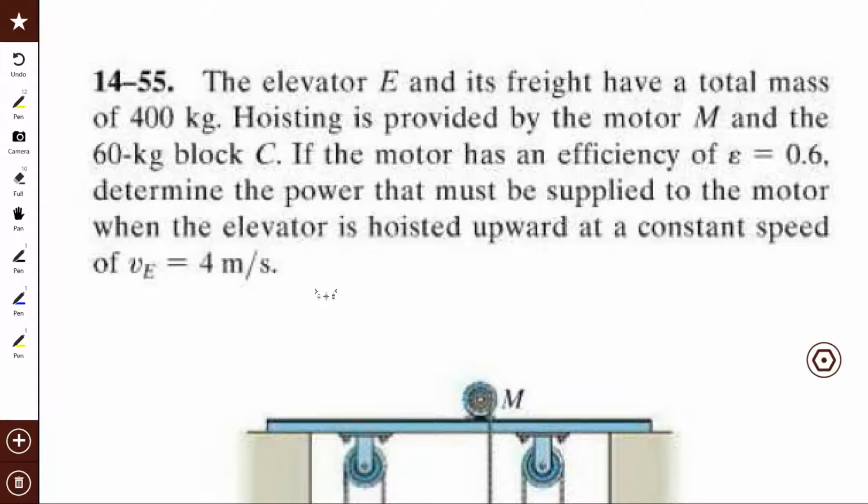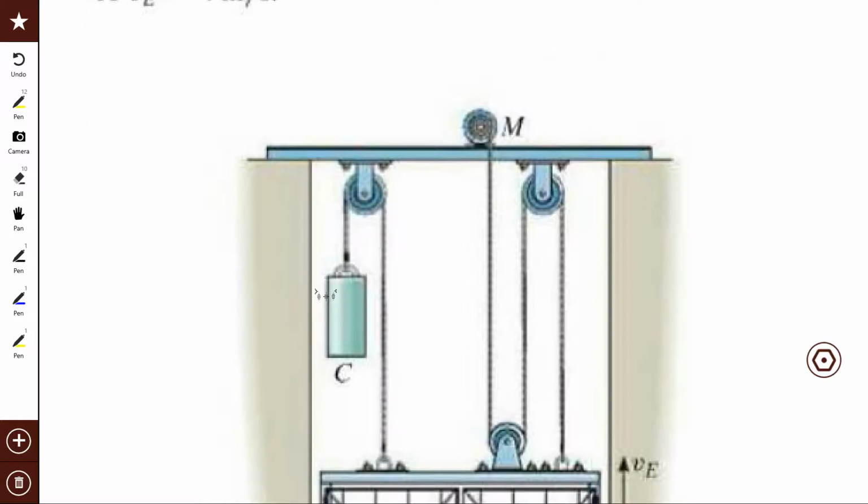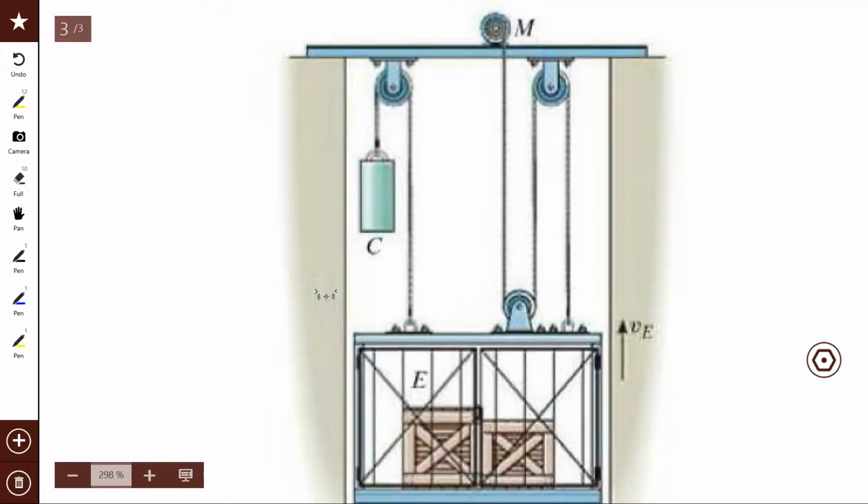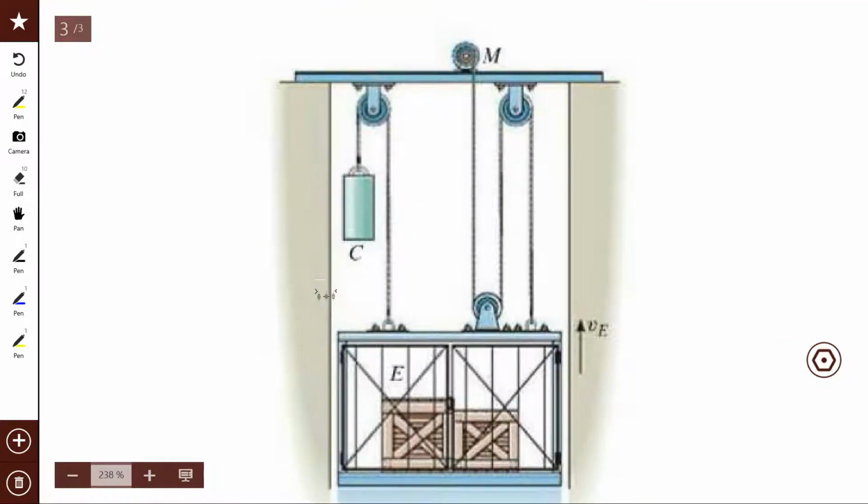So how am I going to do this power problem? See what's happening? It's going to go at constant speed. They give me the speed. They want to know the power that goes into the motor. Here's the diagram. What are you going to do?